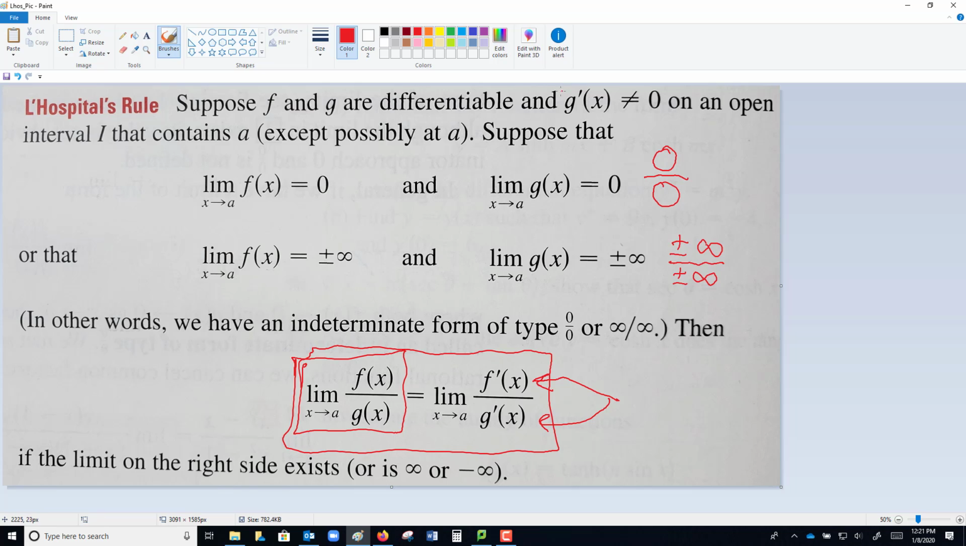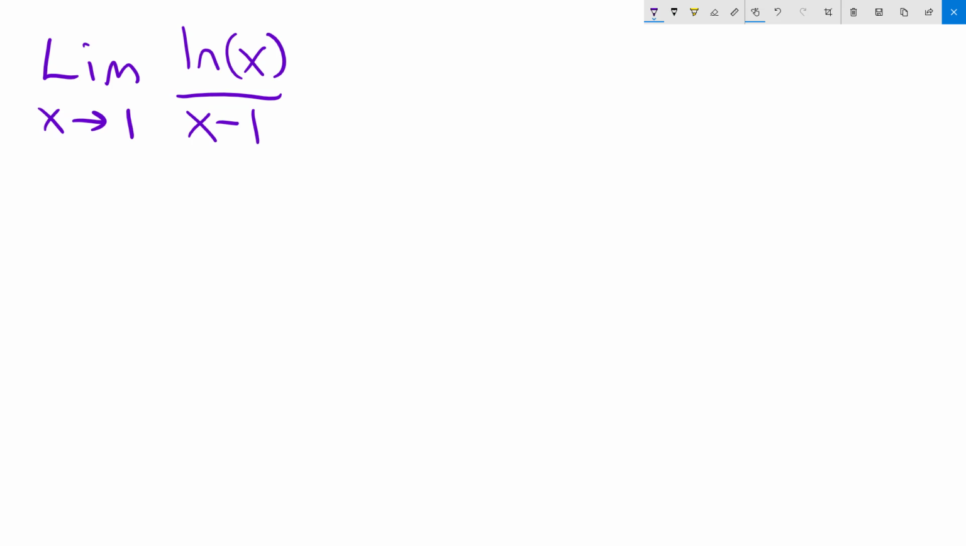So notice the original statement up here. We cannot let g prime of x equal 0. That's because we still need this to actually be defined. So we're just changing the look of the problem so that we can actually do something with that function. So let's go back to this example that we had trouble with.